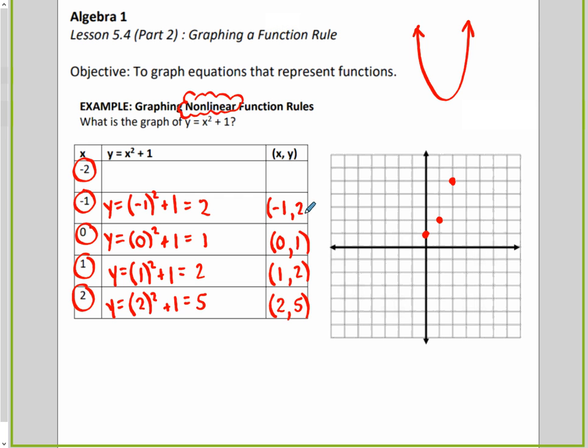And let's notice that 1 produced 2 and -1 produced 2. So watch what happens on the graph. 1 produces 2. We already have that point. -1 produces 2. So it's kind of like a twin point, right? These are kind of like twins on each side of the line.